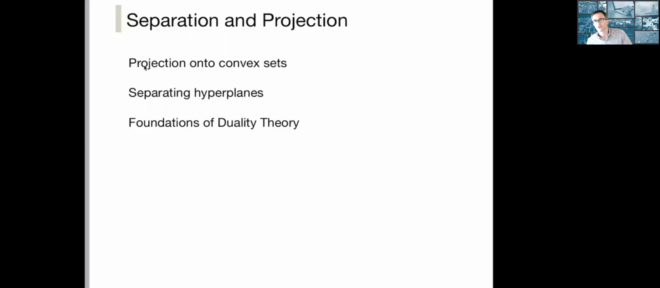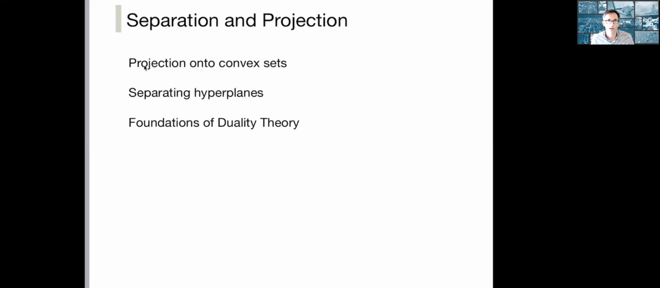Welcome everyone to this lecture on separation and projection for convex sets. We're going to talk about an optimization definition of projection onto a convex set, and then also derive the fundamental property that really is the foundation of duality theory: that any closed convex set and any point that's not an element of that closed convex set can be separated strictly from the convex set using a hyperplane.